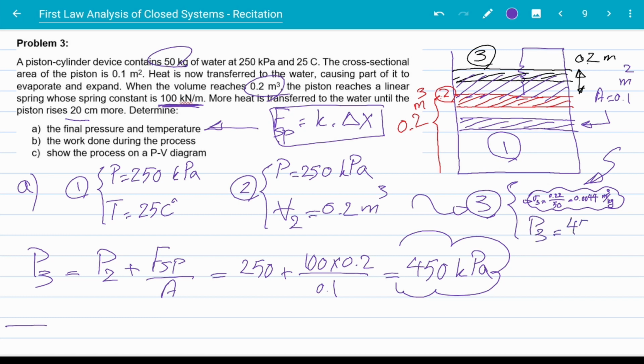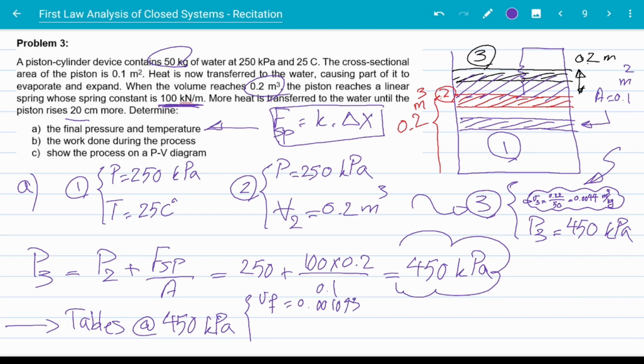P3 is 450 kilopascals. Now I have two independent intensive properties, the specific volume at state 3 and the pressure at state 3. I can go and check the tables. So from the table, for the pressure of 450 kilopascals, because I only have the specific volume, I'm going to check the specific volumes of saturated vapor and liquid. So saturated liquid at 450 kilopascals from the tables is 0.01093, and the saturated vapor is 0.41392, both in meters cubed per kilogram.